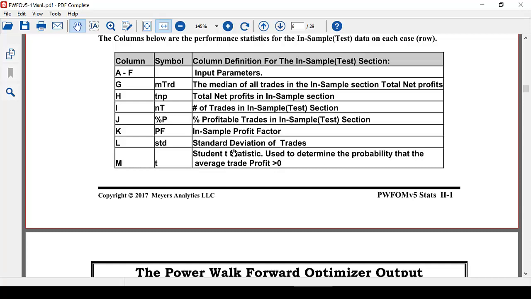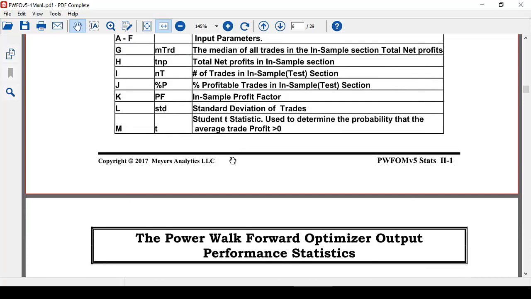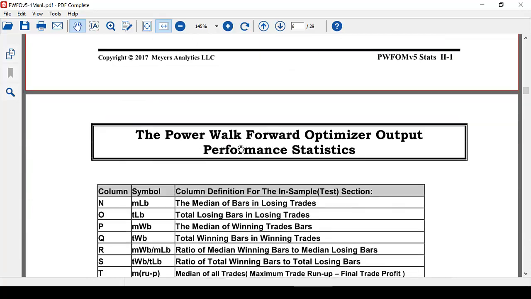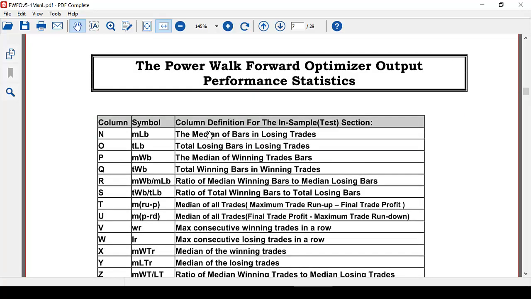T is the student's T statistic used to determine the probability that the average profit was greater than 0. So the higher the T, the greater the probability. L bar is the median of the losing bar trades.